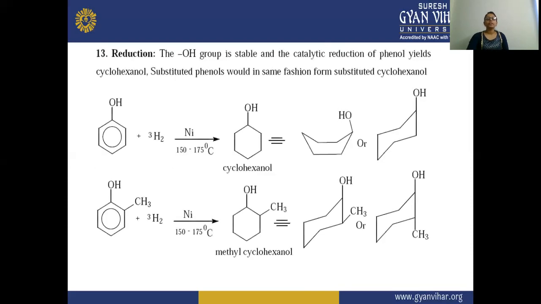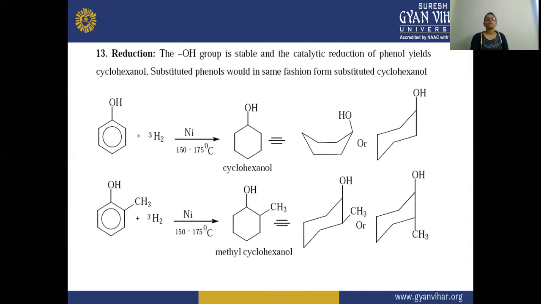Next reaction is reduction. Reduction means the addition of hydrogen or the removal of oxygen, and in oxidation, there is an addition of oxygen and the removal of hydrogen. So in the reduction, you can see the OH group is stable, and the catalytic reduction of phenol yields cyclohexanol.